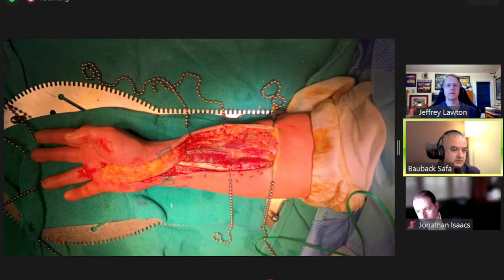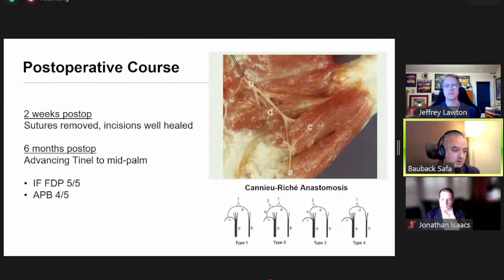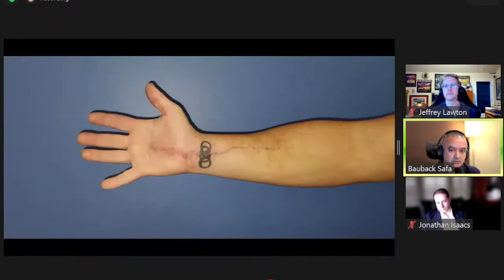So postoperative course, at about 6 months, she ended up having an advancing Tinel sign to the mid-palm. Now she's actually farther beyond that, past the MP joint crease. Again, her thumb opposition and abduction is still pretty good. So that wasn't involved in this. So fortunately for her, she has some crossover.